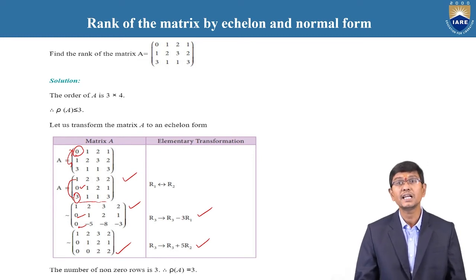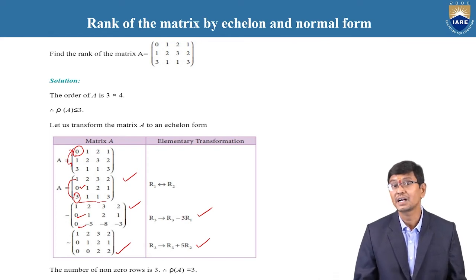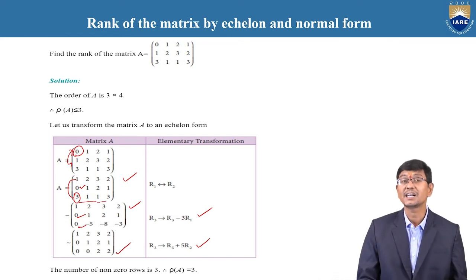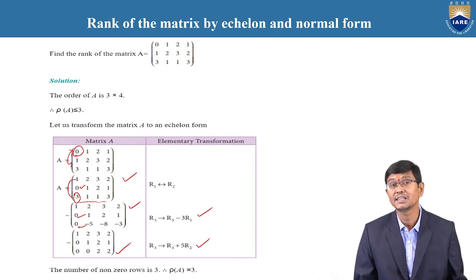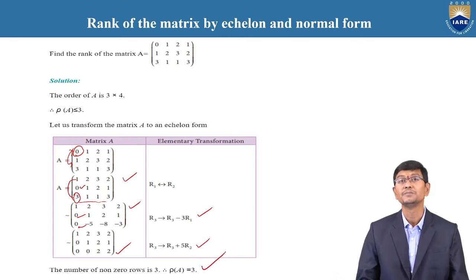And now it is clearly an echelon form of a matrix. The first condition is not violated, the second row is satisfied, and the third condition is also satisfied. Therefore, the number of non-zero rows in this echelon form is 3. Therefore, the rank of the matrix is 3 only.